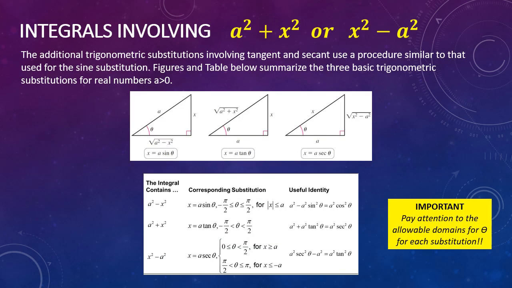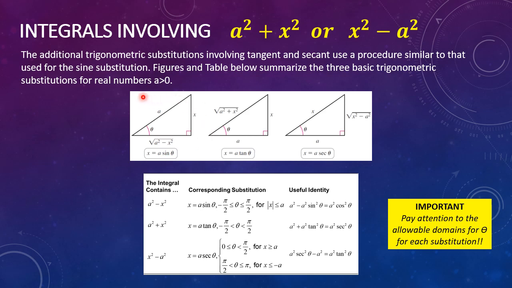So now let's look at integrals involving a squared plus x squared, or x squared minus a squared. The additional trigonometric substitutions involving tangent and secant use a procedure similar to what we've already used for the sine substitution. The figures in the table below summarize the 3 basic trigonometric substitutions for real numbers where a is greater than 0.